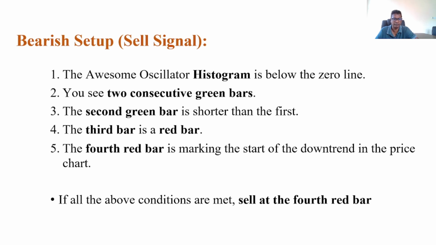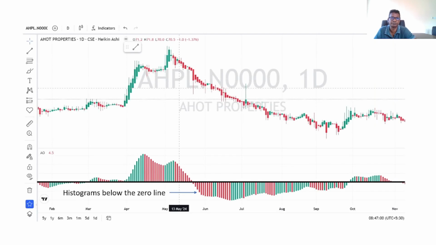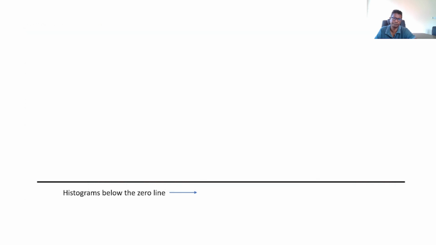Now I take an example chart. You can see it now. Now I think you understood. Here the histogram is below the zero line. Now I am again taking you up.